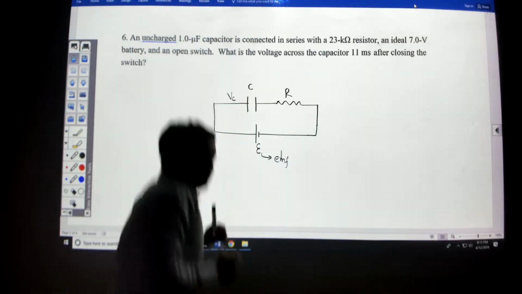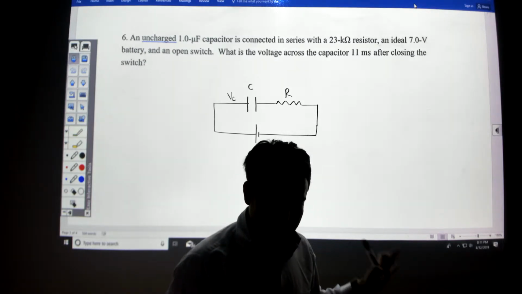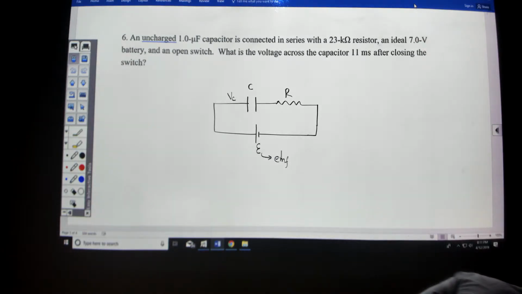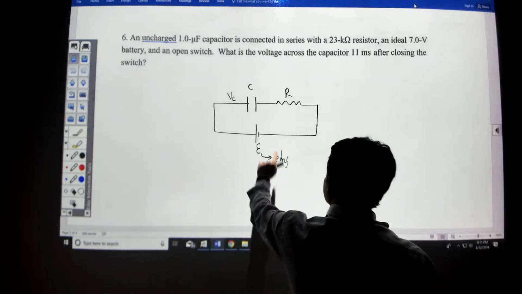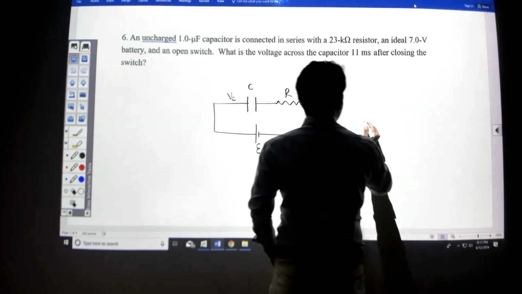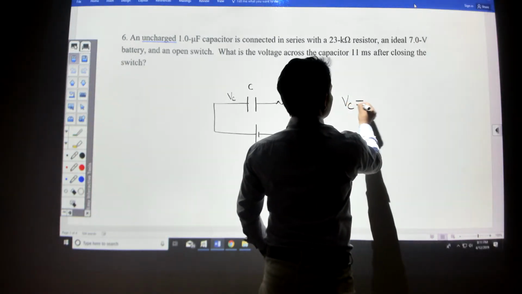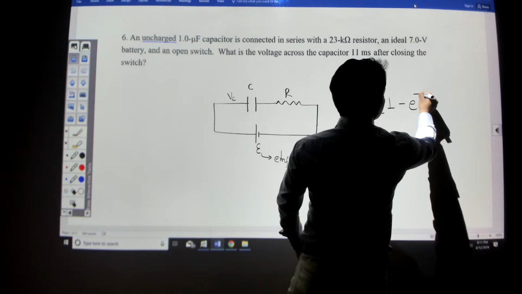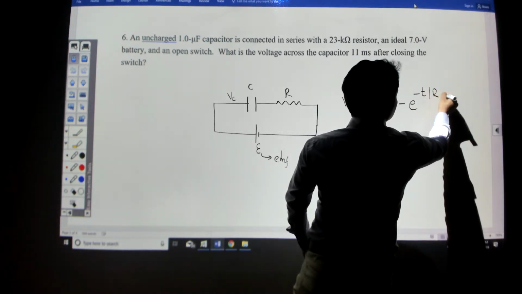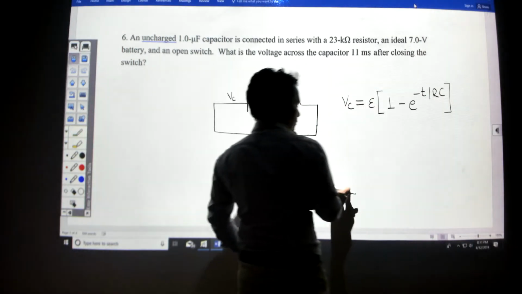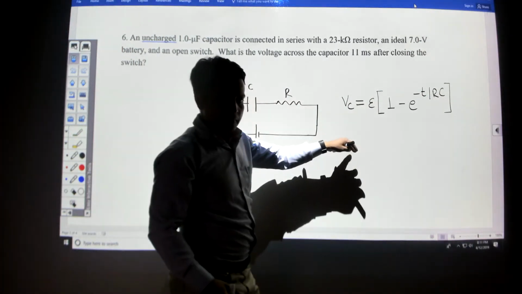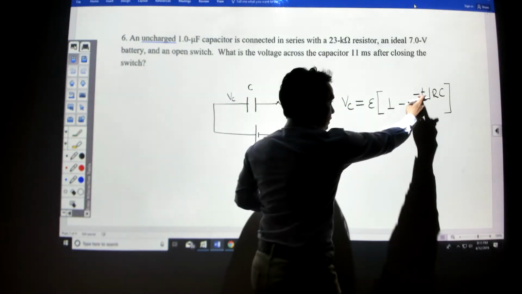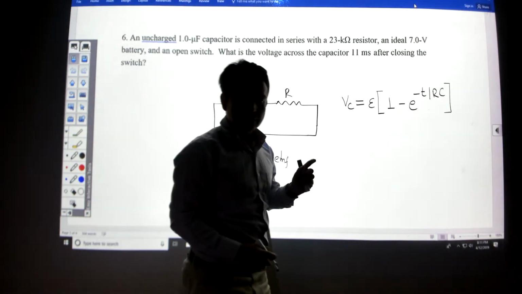and it says you have to find out what is the voltage across the capacitor after 11 milliseconds. So the formula in order to calculate this: the potential across the capacitor at any point in time can be given by this formula. This gives you the potential or the voltage across the capacitor at any time t. Okay, and RC is called the time constant.